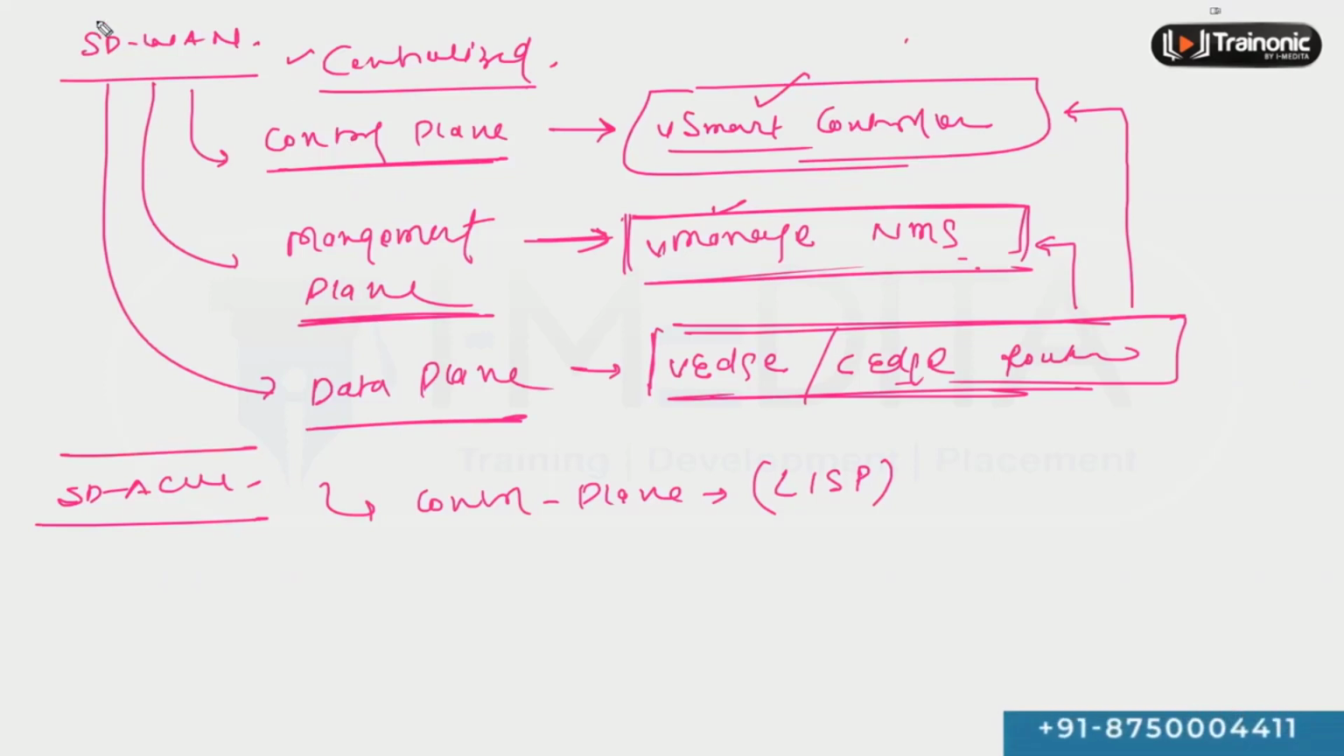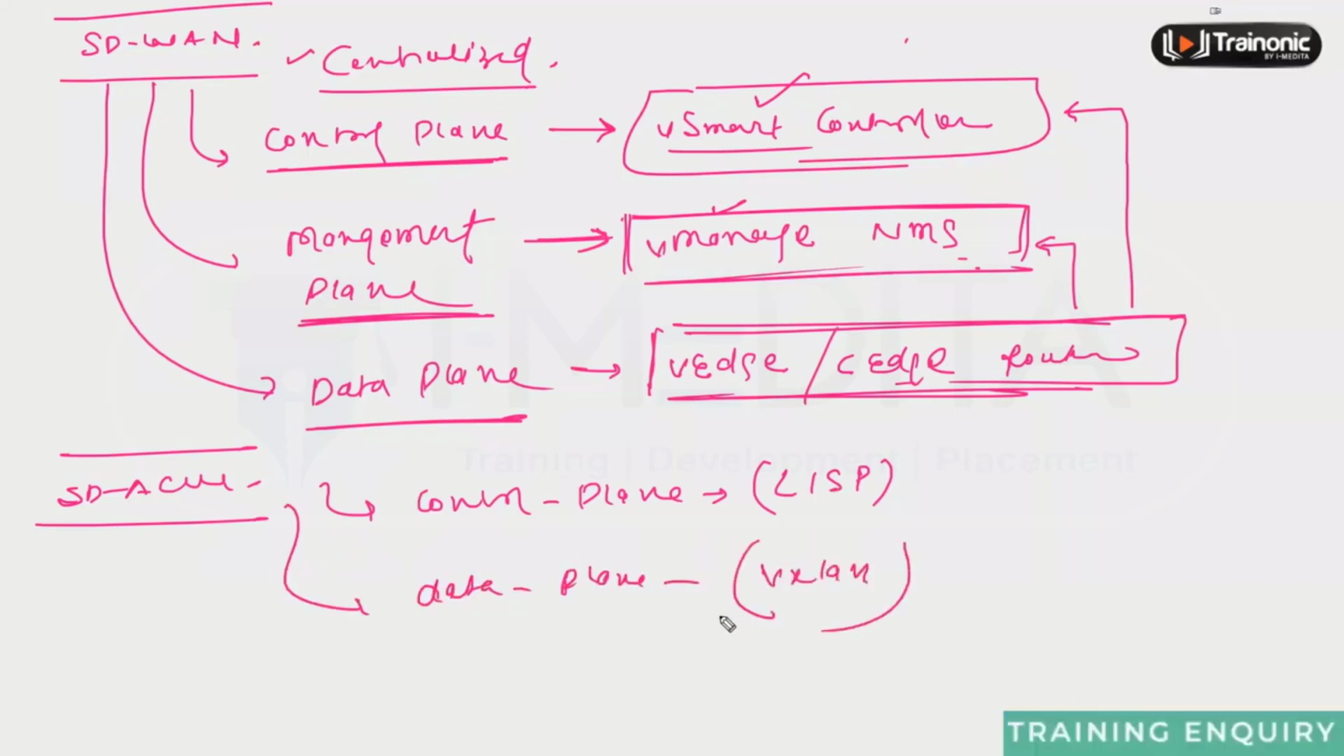Since our focus was not on the SD-WAN, we said at this point that vSmart is a centralized controller, and vManage is the centralized controller. Similar to that, we'll talk about the control plane based on LISP later on. So in SD-Access, the control plane is centralized using a protocol called LISP. The data plane is based on something called VXLAN, Virtual Extensible Local Area Network.